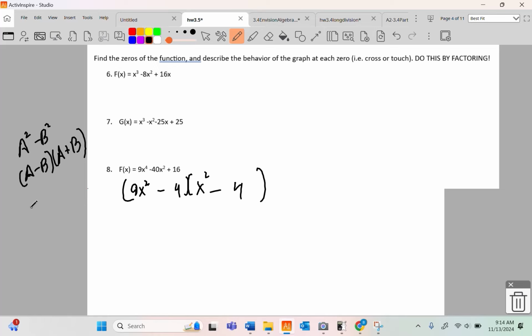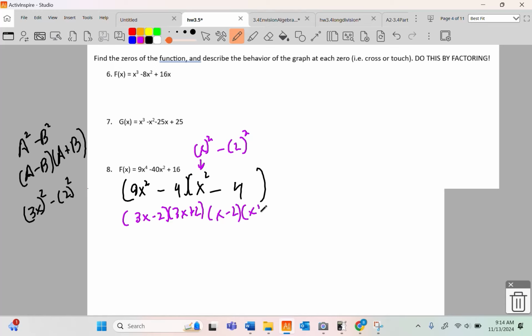And when I look at 9x squared, I see a 3x that's squared. When I look at 4, I see a 2 that's squared. So there's more factoring to do on her. She's 3x minus 2 times 3x plus 2. And the same pattern applies here. So that factors as x minus 2 times x plus 2.